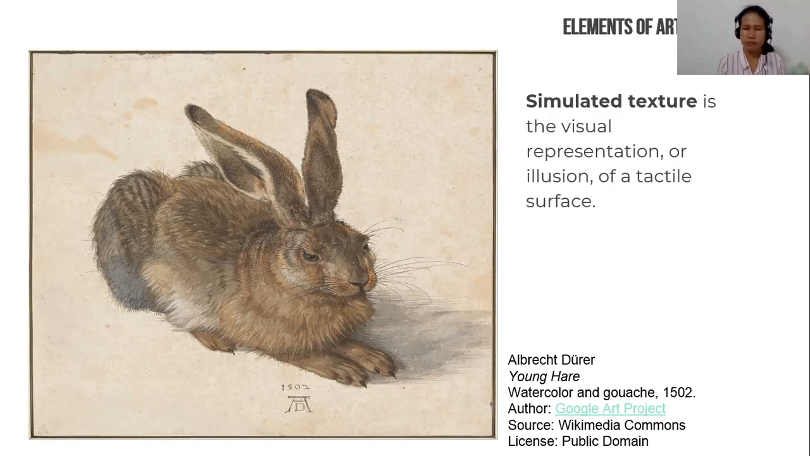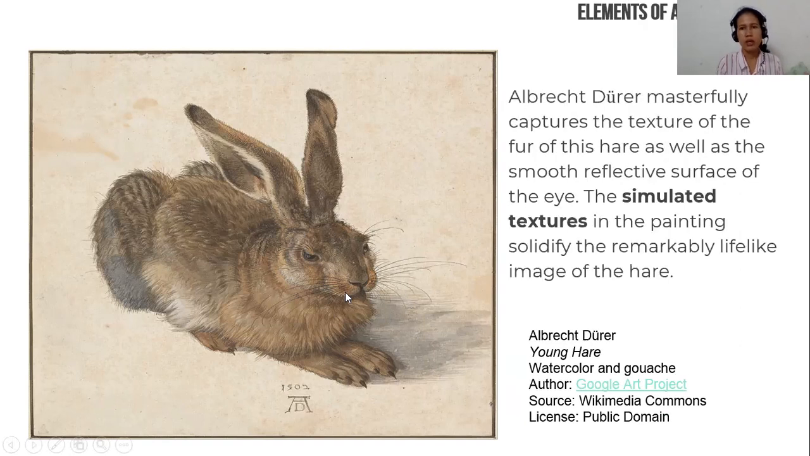Okay? So ayan. But then going back to this, ang ating focus is about the simulated texture through this work of Albert Dürer. Okay. And dito nga sinasabi natin na talaga yung texture ng fur of this particular animal, okay, a hare or a rabbit, as well as the reflective surface of the eye, ganun magaling sa pagdating sa eyes din to si Albert Dürer, na kung saan nabubuhay niya talaga yung kanyang artwork.